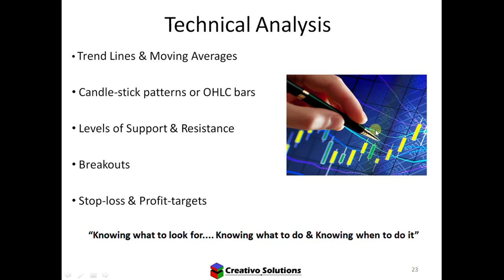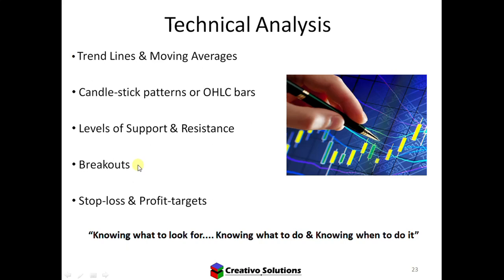Then just some notes here, looking at technical analysis. There are trend lines and moving averages. You saw some of those on the previous slide. There are different candlestick patterns or open, high, low and close bars. Those bars are important to analyze what's happening in the market. Then you have levels of support and resistance, where prices can rise to a certain level and then have difficulty rising further. Sometimes prices will drop to a certain level and then have difficulty dropping further.